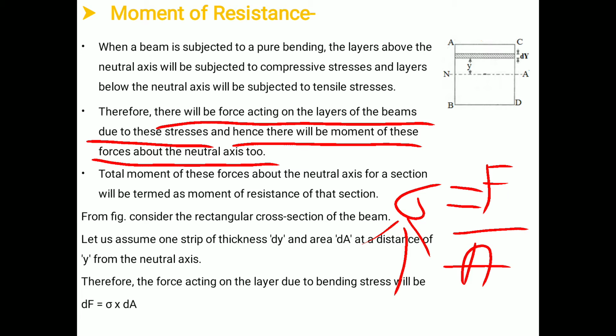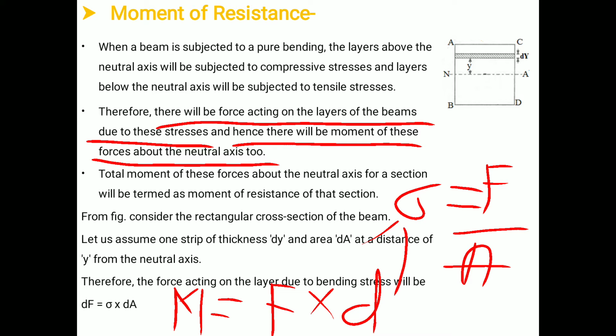Once you know the value of sigma, we can easily find out the value of force from this equation, because force is equal to sigma into A. So this value of sigma we will use to find out the value of force in the section of the beam. Once you know the value of force, we can easily find out the value of moment also, because moment is given by force into perpendicular distance.